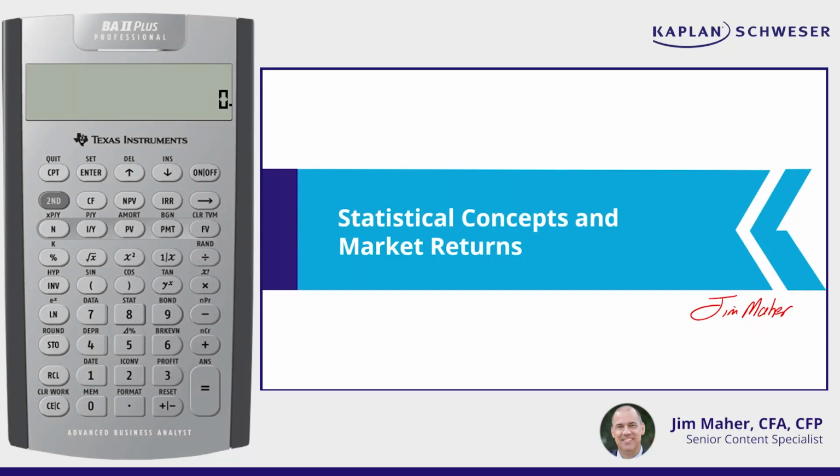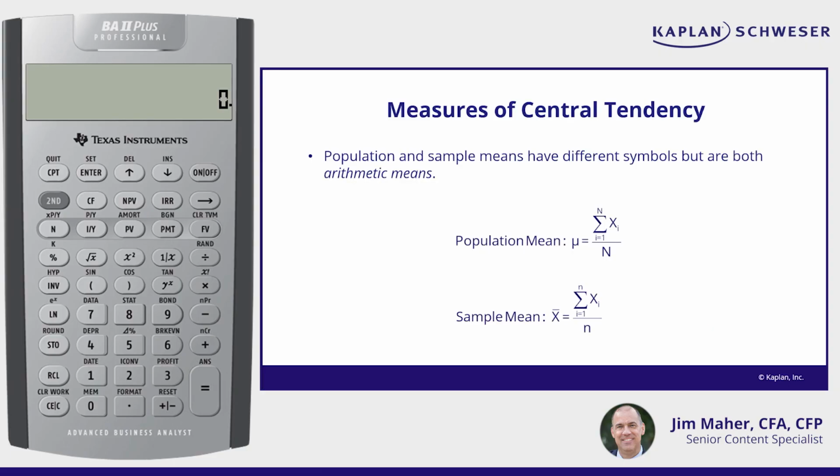I'm Jim Martin. In this session, we're going to take a look at statistical concepts and market returns. So let's talk about measures of central tendency. Very important concept for any professional exam, especially a CFA level exam. So here we're looking at population and sample means. They have different symbols, but they're both arithmetic means.